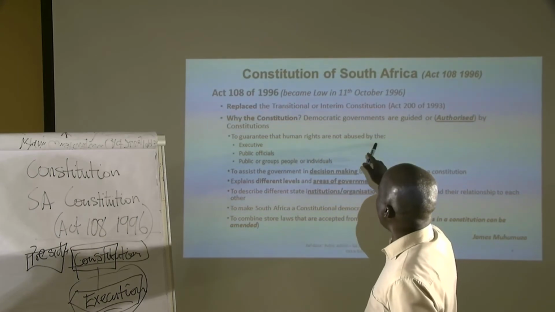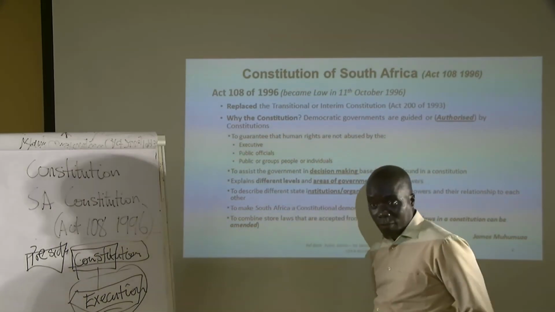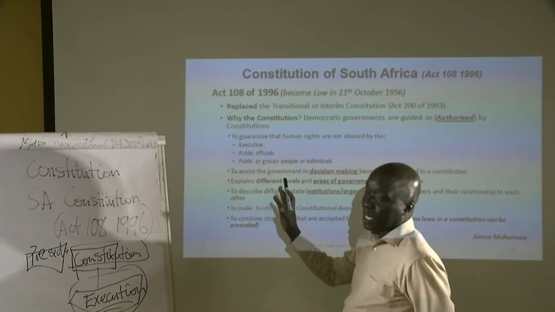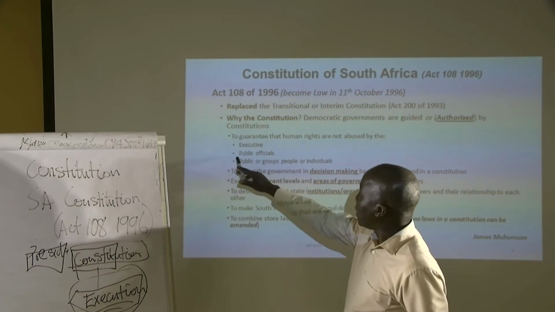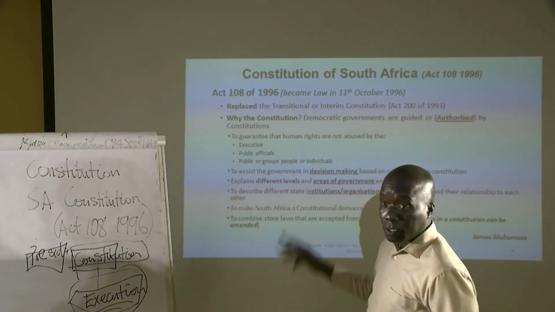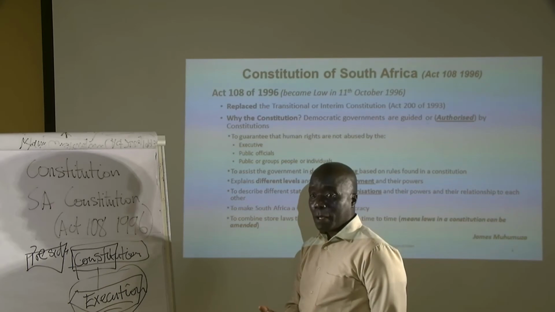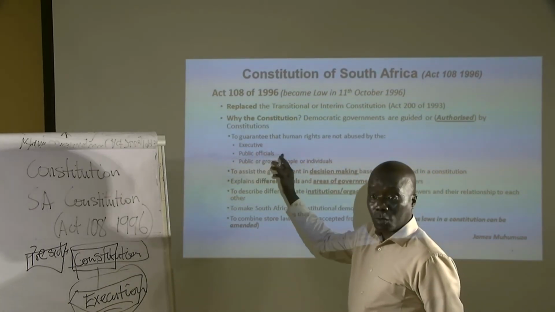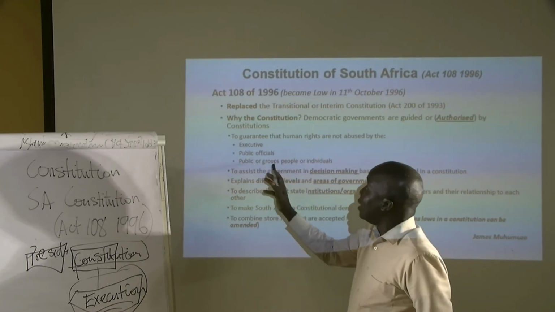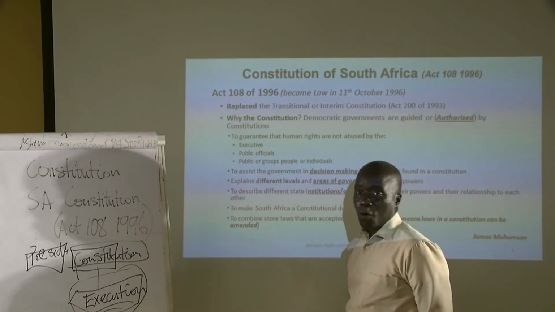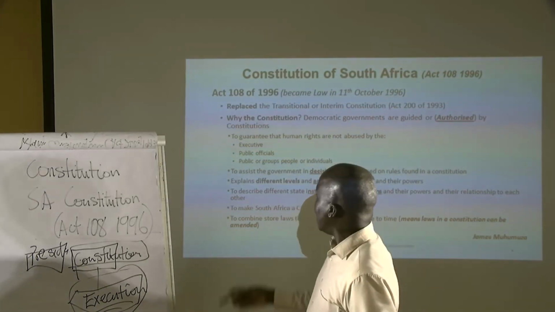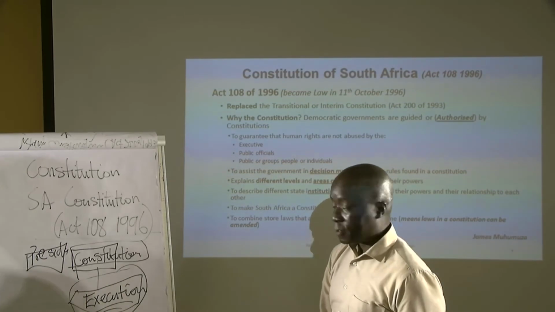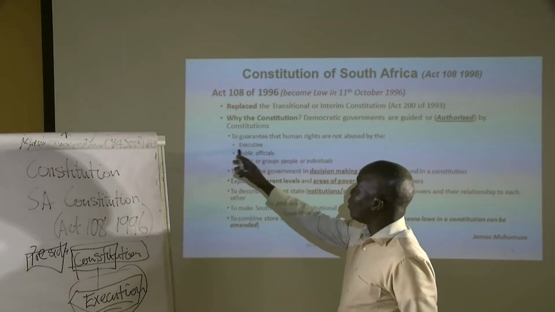The constitution should guarantee that human rights are not abused by the executives. We talked about the executives as being the president and the ministers who are in power at that particular time. The public officials: as a learner of public administration, you become an official when you get a job in government, for instance. We know of stories of people we've seen in the news. They've abused the powers they were given, and there's corruption.